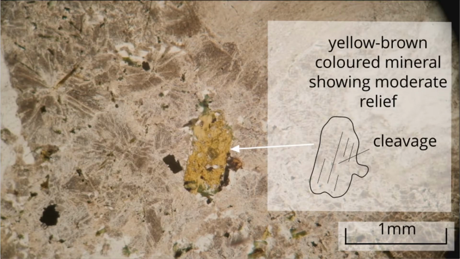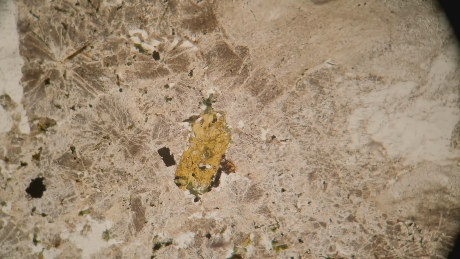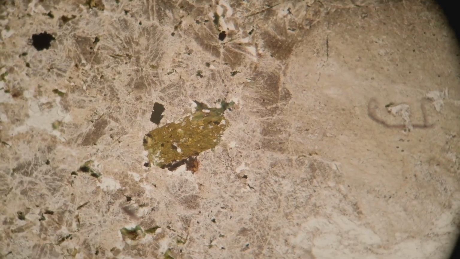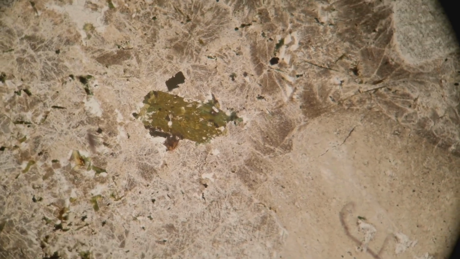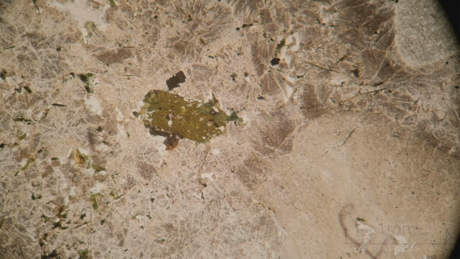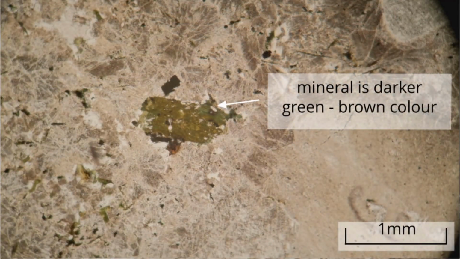Small amounts of another mineral also occur. In plain polarized light, this mineral has moderate relief and shows cleavage. The mineral is pleochroic and its colour changes. This is because the transmitted light is absorbed to differing degrees depending on the refractive index, which varies with the crystal orientation.